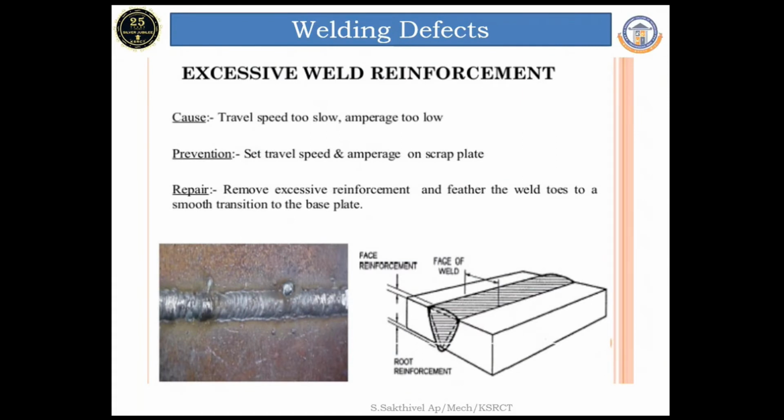Then excessive weld reinforcement. It is caused when the travel speed is too slow and the amperage is too low. When the amperage is very low and the travel speed of the weld is very slow, excessive weld reinforcement will be created. Prevention: how are we going to prevent these defects? Before starting the welding, set the travel speed and the amperage of the welding machine on scrap plate.